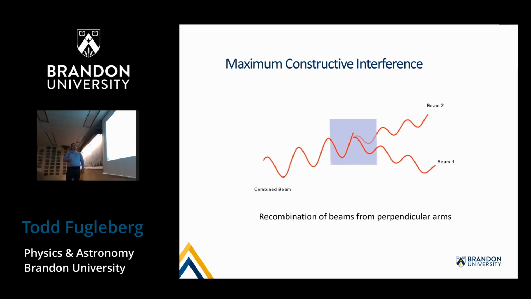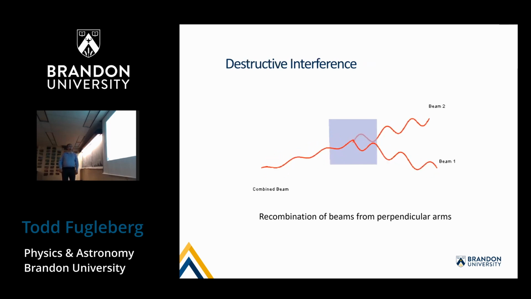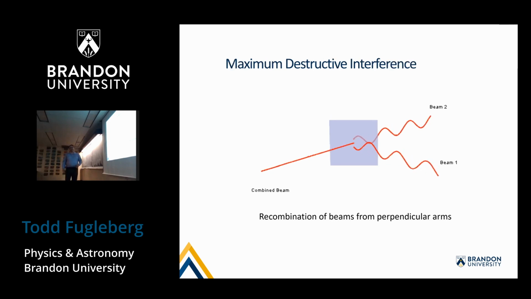The combined beam is bigger than either of those two because they're adding constructively. If they've traveled a little bit of a different distance, they're not in phase, and they're actually now having destructive interference. So the combined beam that's coming out has less amplitude than the two beams from the different arms. And then if they're exactly out of phase with one another, if one is hitting a peak when the other is hitting a trough, then they exactly cancel out, and you get no beam. There's no light.